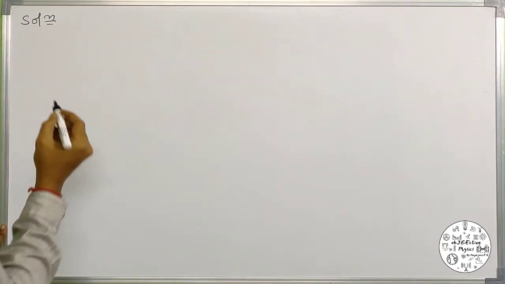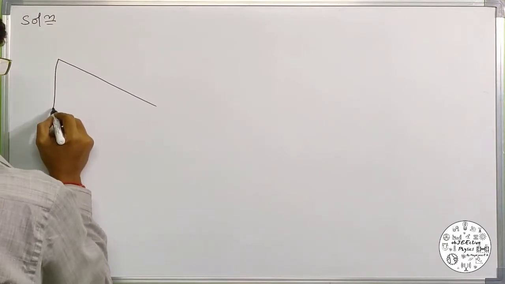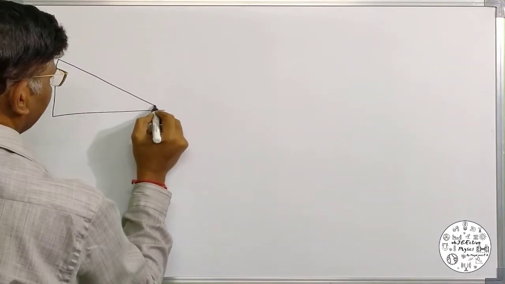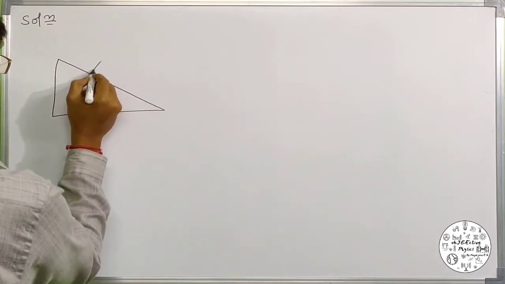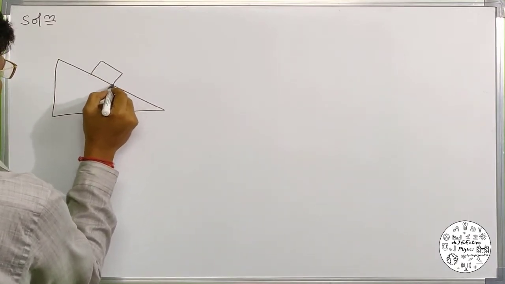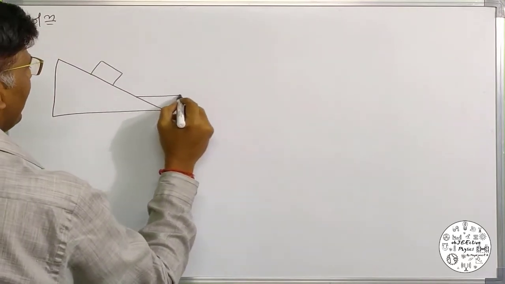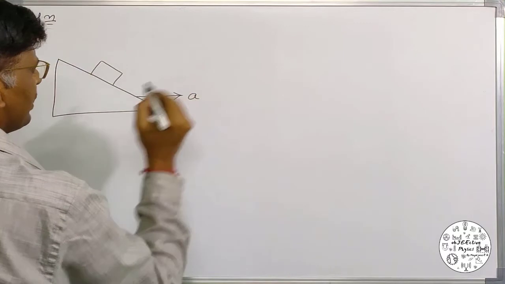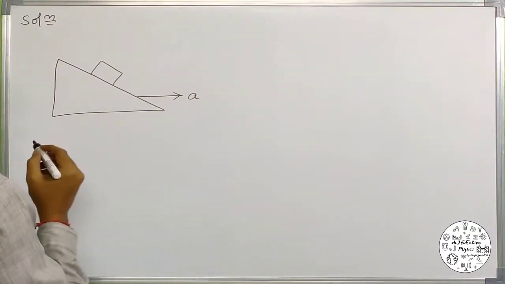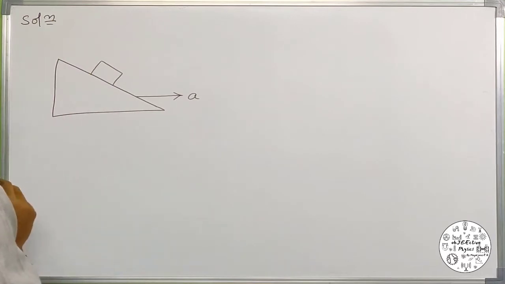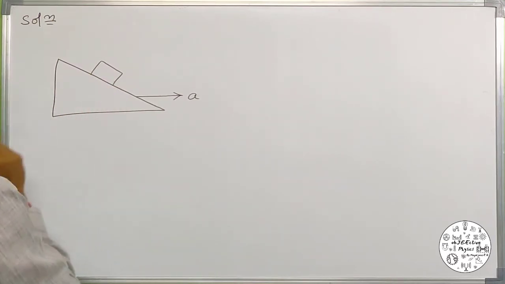Solution for this question. In the question, a diagram is given. On this inclined plane, a body of mass m is also placed. When an acceleration a, equal to 10 meter per second square, is given, under the action of this acceleration, the mass and wedge system is at rest.